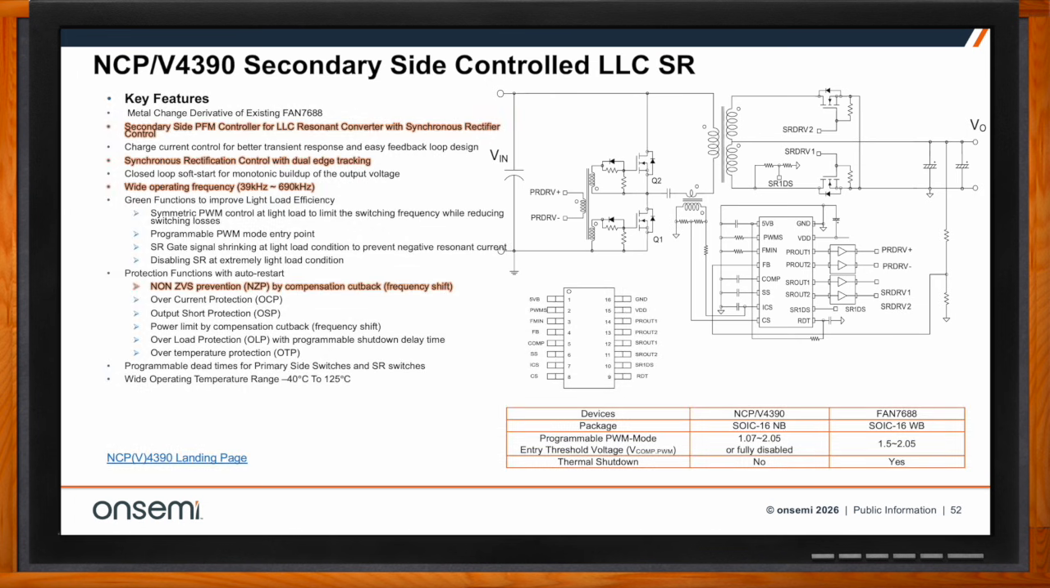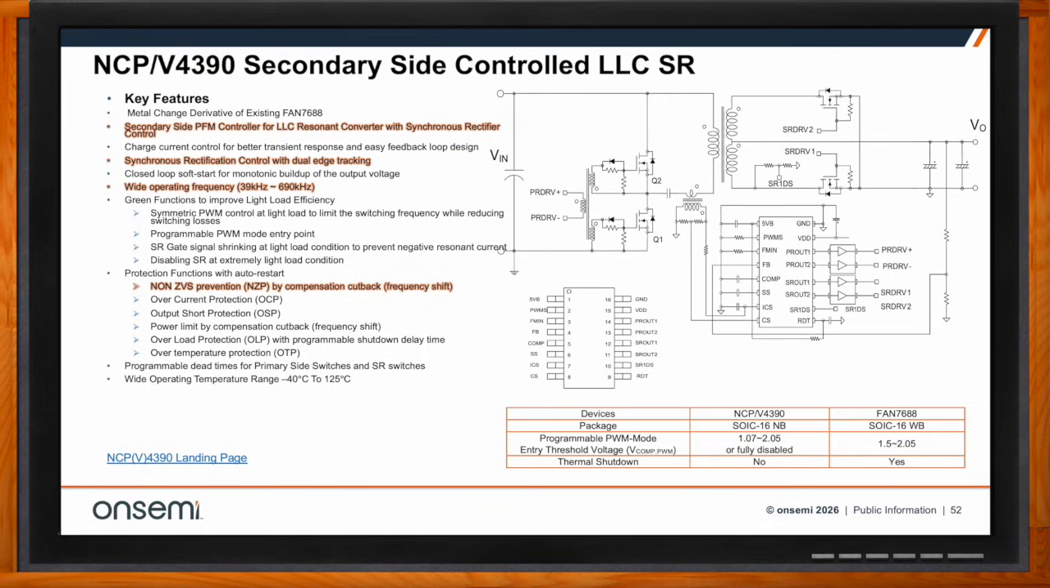It's also a V version for automotive qualified. And that's a great device because it controls the secondary side full bridge and the primary side half bridge, and goes up to 690 kilohertz. The faster you go, the more you can reduce the size of the capacitors and transformer and inductors. So it's a nice value advantage that way.